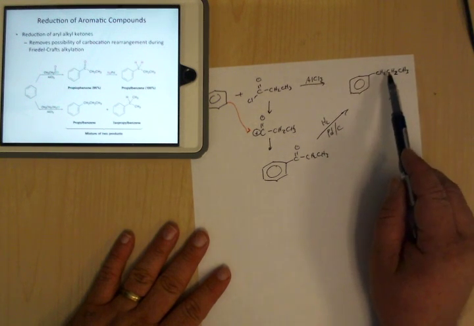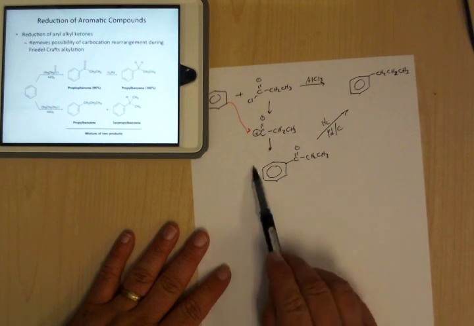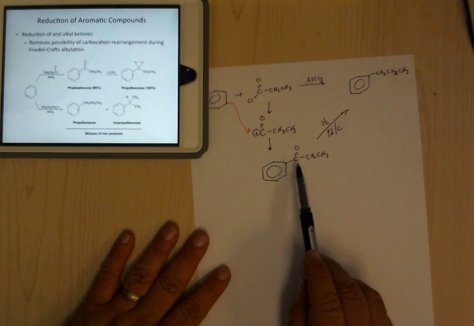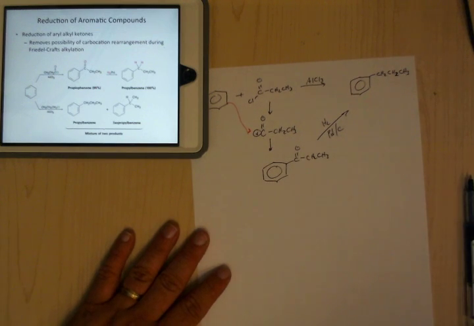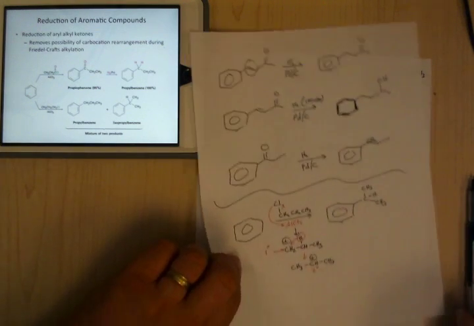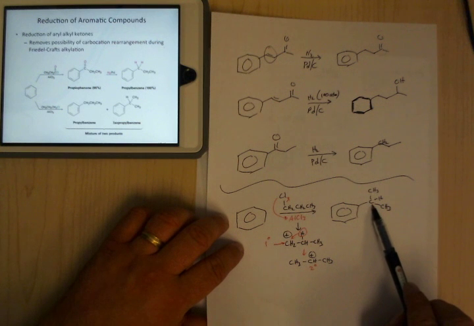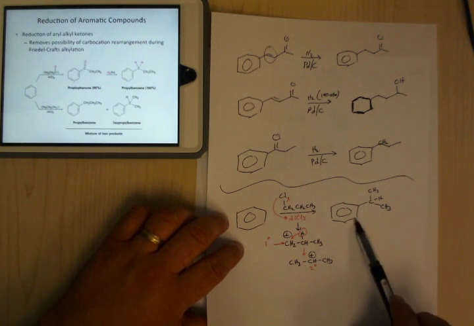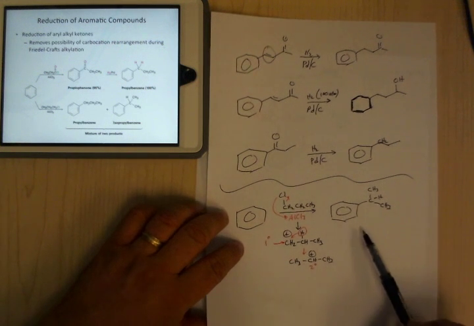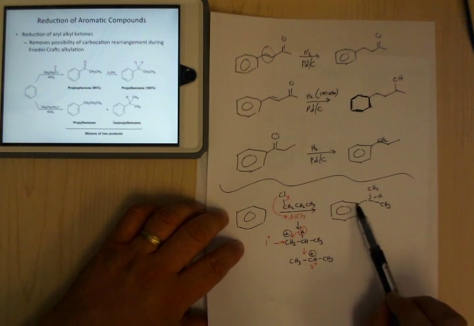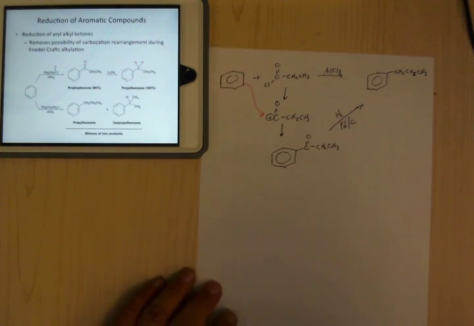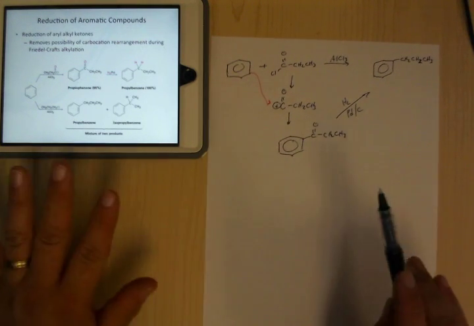The other thing is it stops here. After you add this first one, it deactivates the ring and you're done. With the alkyl version, even if you could do it, this is slightly activating, and because we can make the tertiary carbocation, you would actually probably get a second one on here. So there's that issue as well. Here, you stop at this first one and you're done.